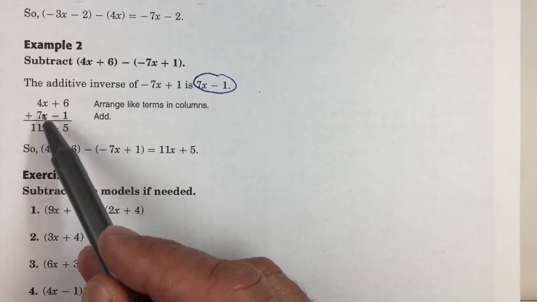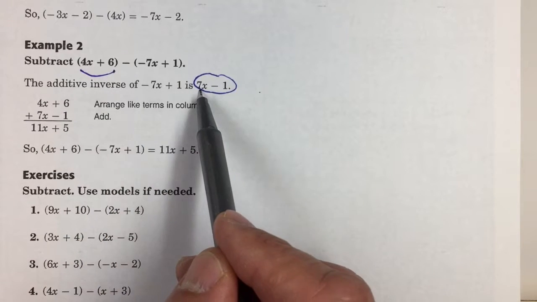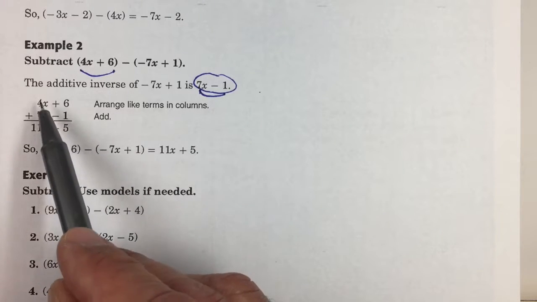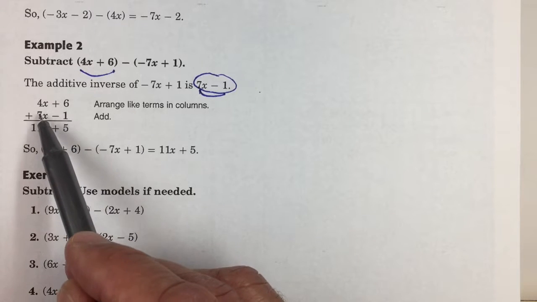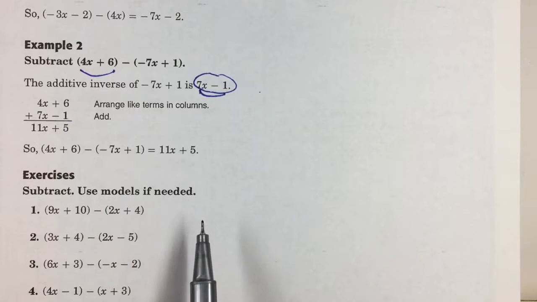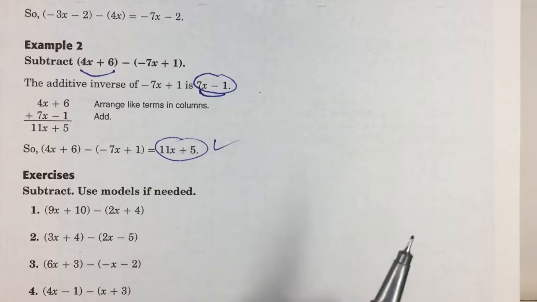Then I can do it vertically, aligning 4x plus 6, my first expression, with my additive inverse on the bottom, 7x minus 1, and do a simple addition. When I add the letters, 4x plus 7x is going to be 11x. I'm going to add the numbers, 6 minus 1 equals 5. So 11x plus 5 is going to be my final answer for this example.